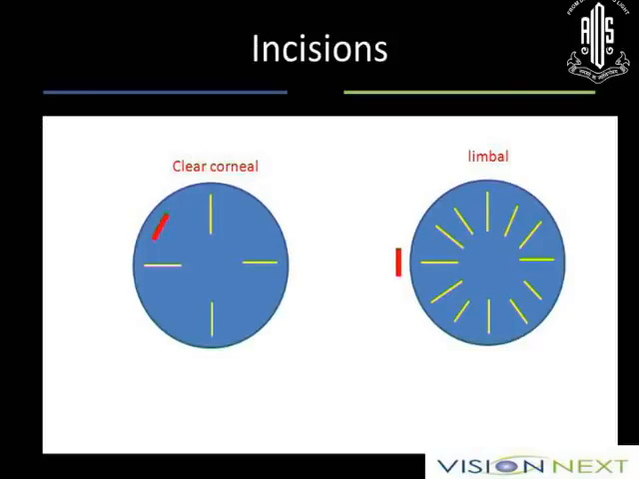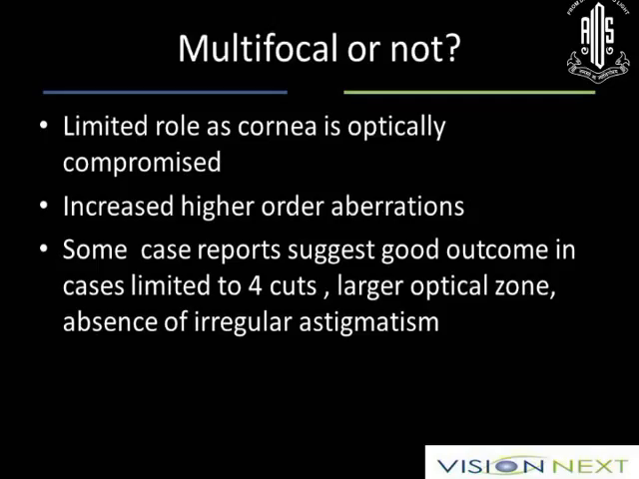Where do I take my incisions? If you have enough space in between, well yes, go for a clear corneal incision, hardly any seam. But if you have something like more than 8 cuts, you will perhaps be happy with a limbal incision, which is also associated with fewer chances of opening up of the wounds. Multifocal or not, it has a limited role. Optically highly compromised cornea, you have small optical zones. There are some case reports published which say that good outcomes are seen in cases limited to only 4 cuts, larger optical zone, and obviously absence of an irregular astigmatism. Only in these cases you can think of multifocal, otherwise not.